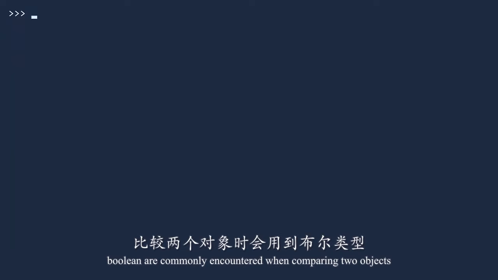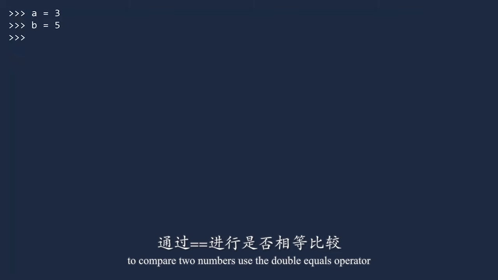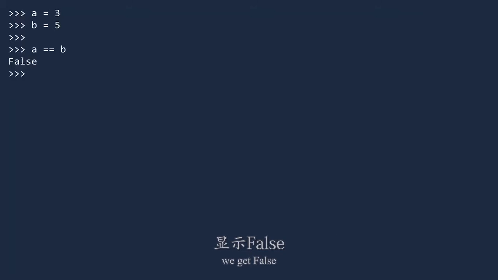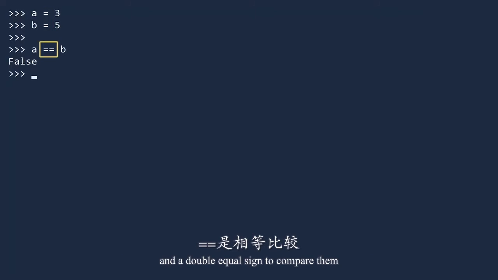Booleans are commonly encountered when comparing two objects. For example, suppose a equals 3 and b equals 5. To compare two numbers, use the double equals operator. We get False, since a and b are different integers. Notice that you use one equals sign to assign numbers to a variable, and a double equals sign to compare them.